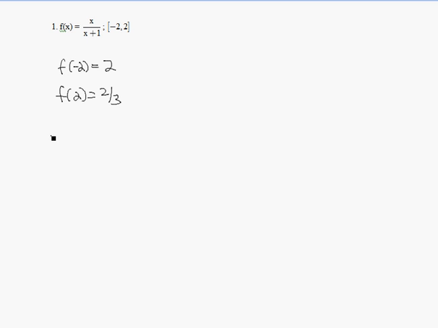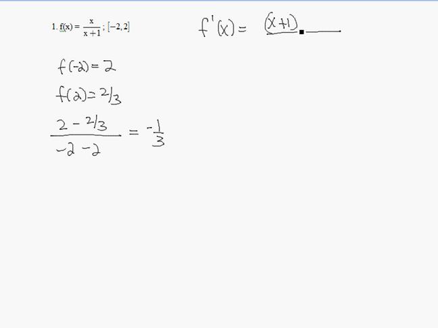So my slope will be the change in y's, 2 minus 2/3, over the change in x, negative 2 minus 2, which is equal to negative 1/3. I just did that math out real quick. Using the quotient rule, f prime of x is equal to (x plus 1 minus x) over (x plus 1) quantity squared. So we get f prime of x is equal to 1 over (x plus 1) squared.